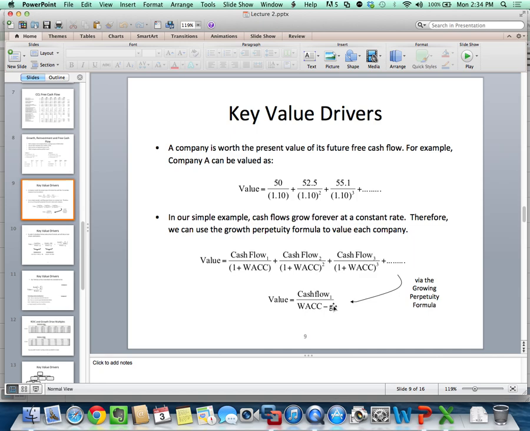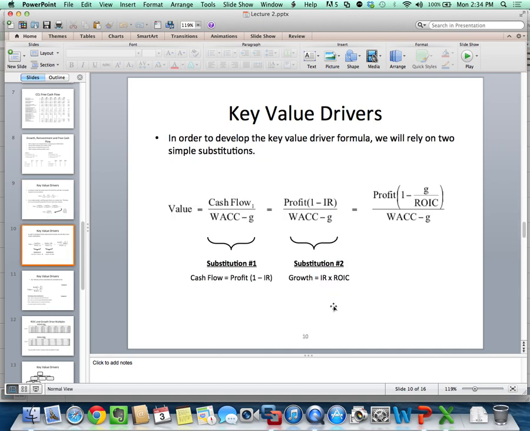So one of the big challenges with this formula is that it exaggerates the directionality of the value of the business. So what McKinsey did to address this is they created something called the key value driver formula, KVD for short, which is the formula on the right-hand side of this slide. And all the key value driver formula is, is a reworked growing perpetuity formula. And they used some algebra to create it.